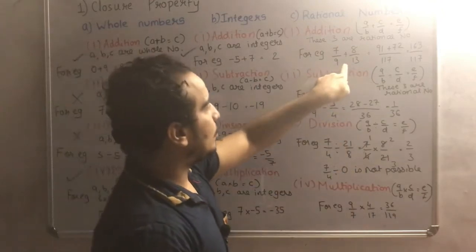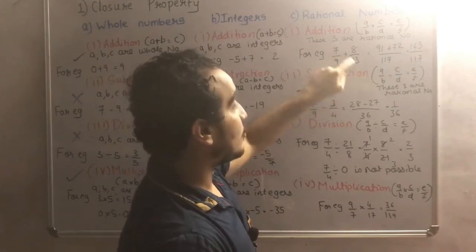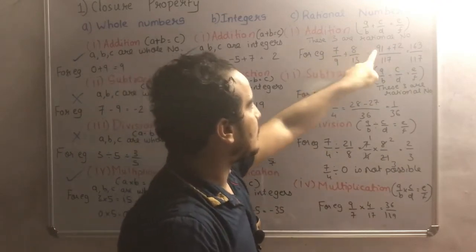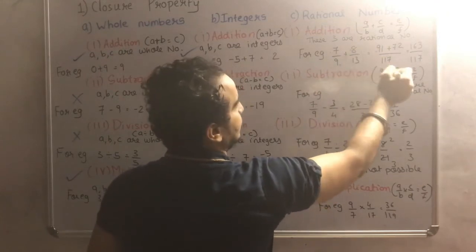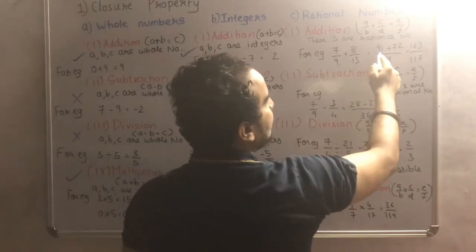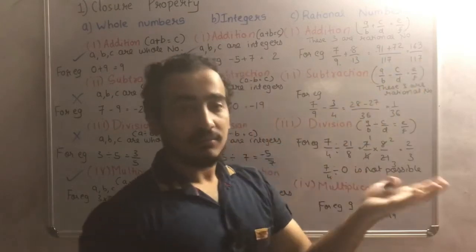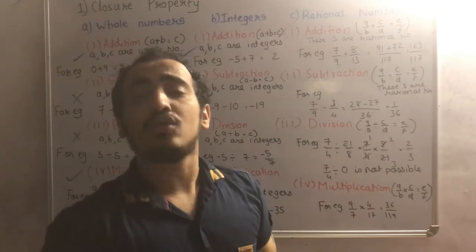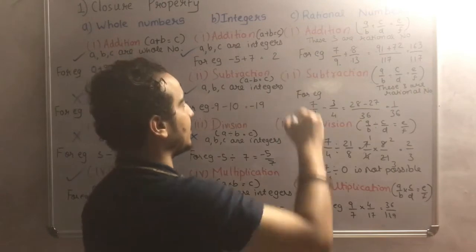Okay, so let's take an example: 7 by 9 plus 8 by 13. We will do this with the cross multiplication method. 13 sevens are 91. Here 13 into 7 is 91. 9 into 8, that is 9 8s are 72. 13 9s are 117. 91 plus 72 is 163, and 117 will come as it is. So we can say that 163 upon 117 is also in p by q form, or a rational number. So we can say that addition fulfills the closure property.